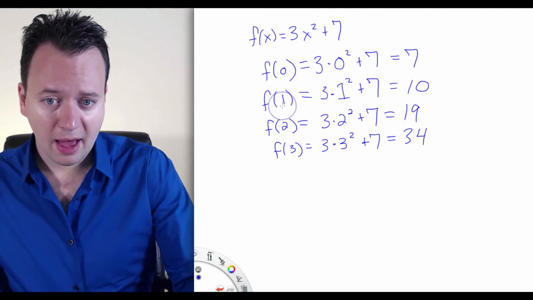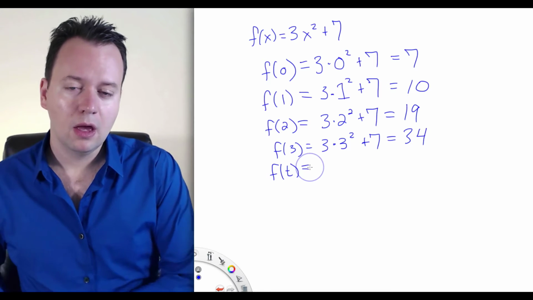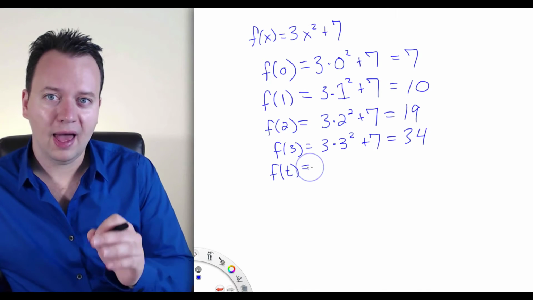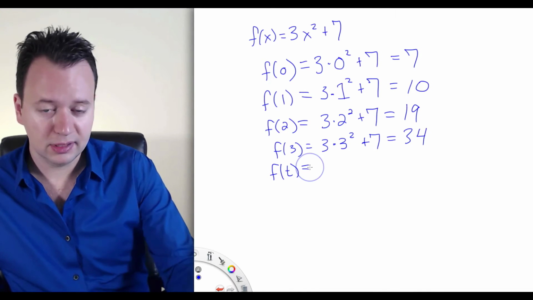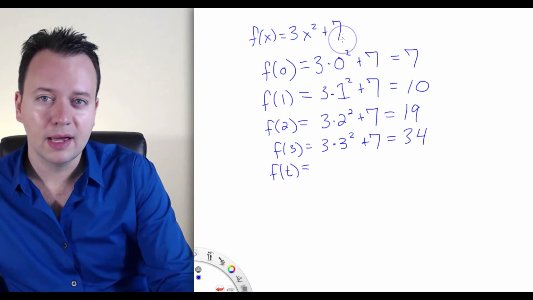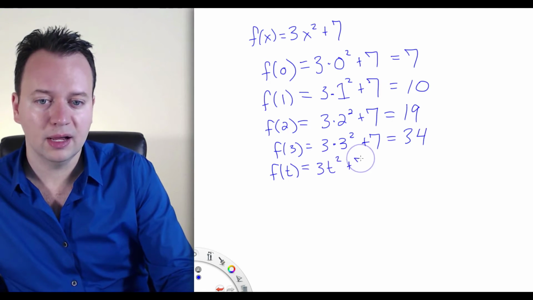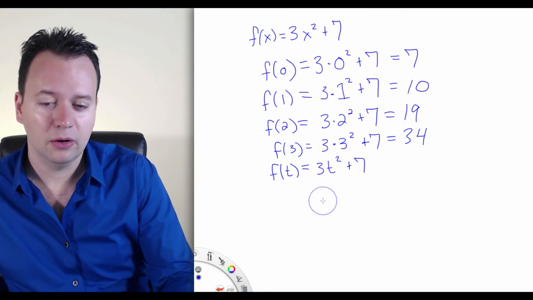What about f of t? Well, we do the same thing. We just look for the x in the equation and replace it with t. So if f of x is 3x squared plus 7, then f of t is going to be 3t squared plus 7.